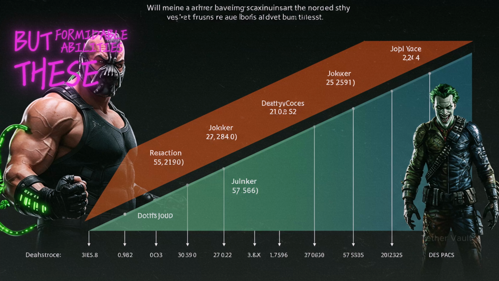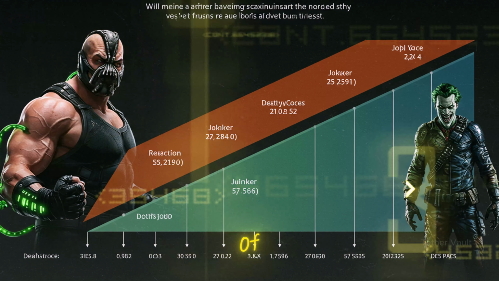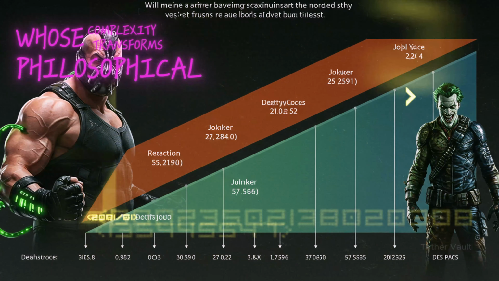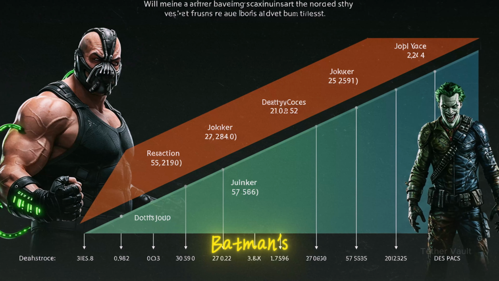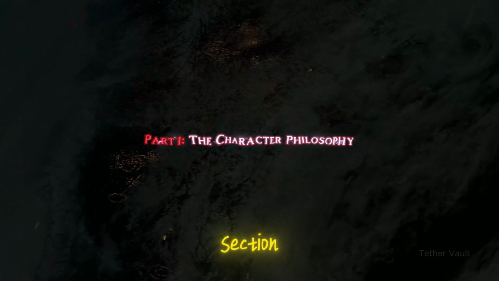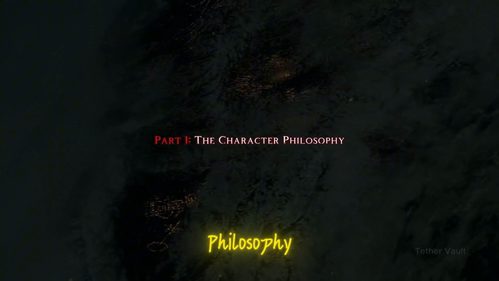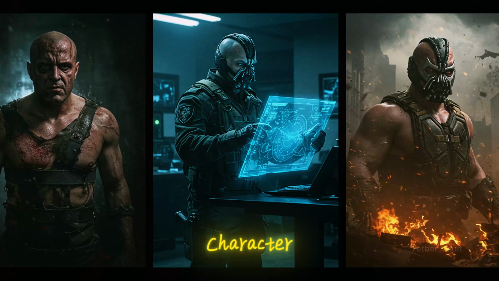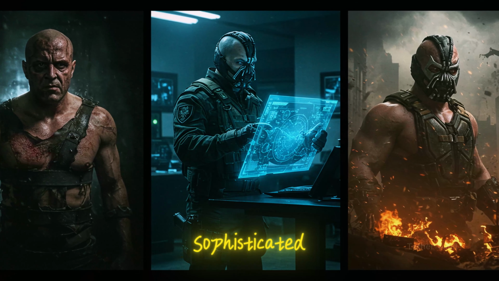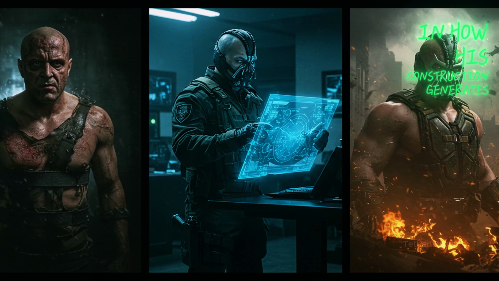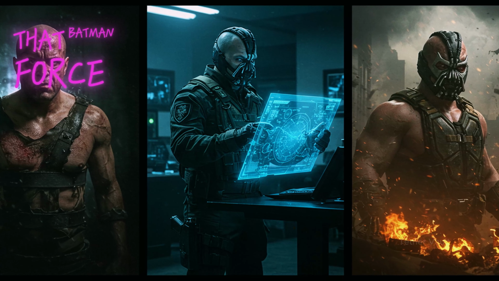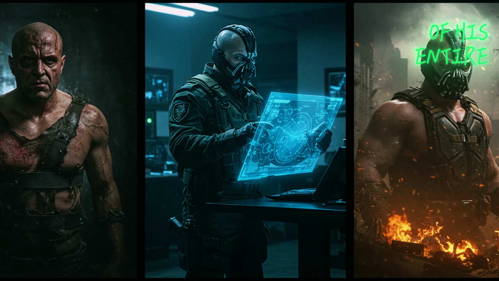But these formidable abilities only scratch the surface of a character whose philosophical complexity transforms him from simple antagonist into Batman's most challenging mirror. Section 3. Complexity and Philosophy. Bane's character anatomy reaches its most sophisticated expression in how his construction generates philosophical challenges that force Batman to confront the foundations of his entire worldview.